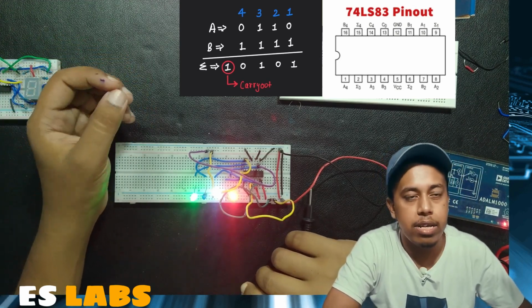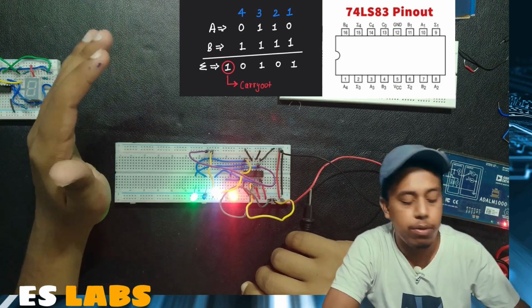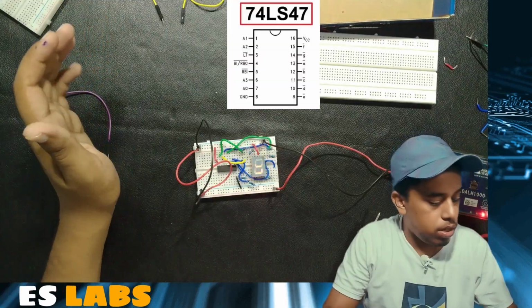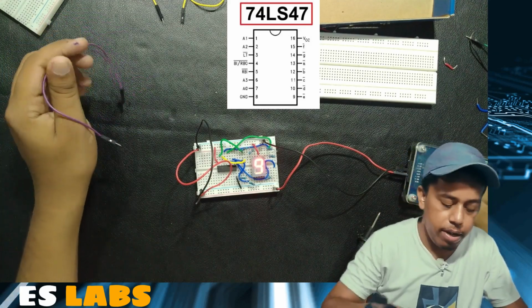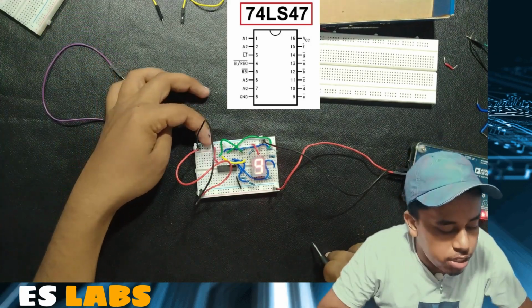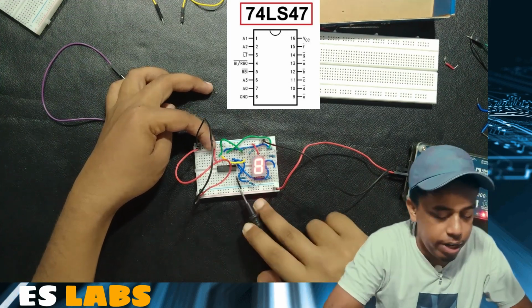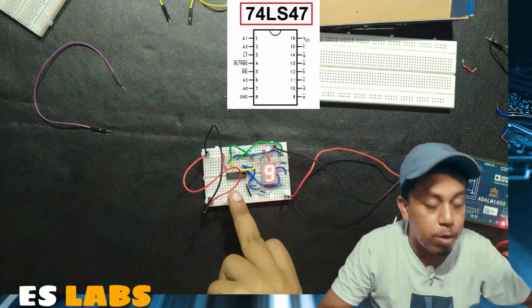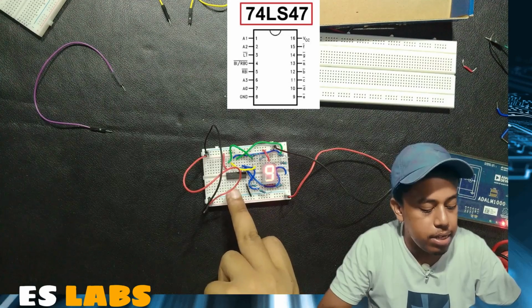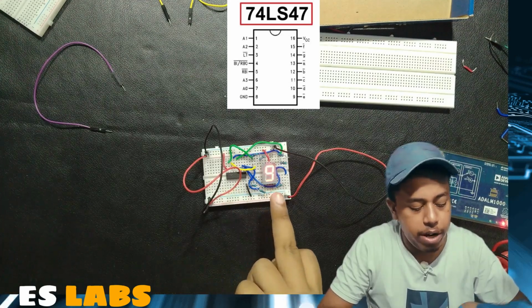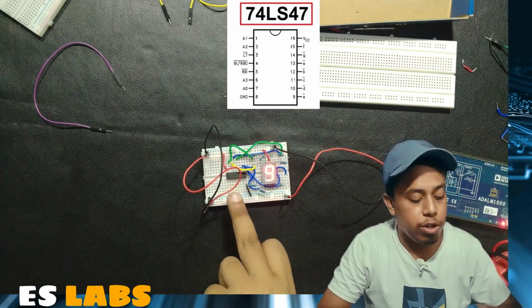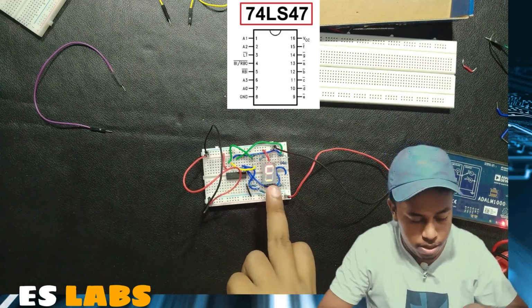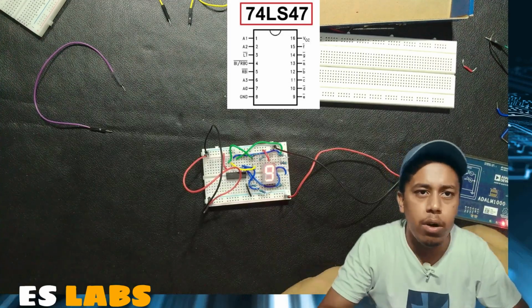We go ahead and test the 7-segment display to see whether it is working or not. We are going to test our 7-segment driver. For that, we have made the connections: pin 16 is going to VCC, pin 8 is going to ground. Output pins A, B, C, D, E, F are connected to the 7-segment display. A of this driver is going to A of this 7-segment display via a 220 ohm resistor.